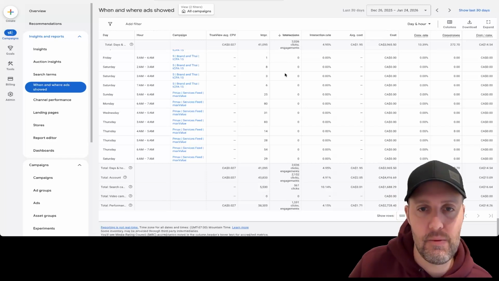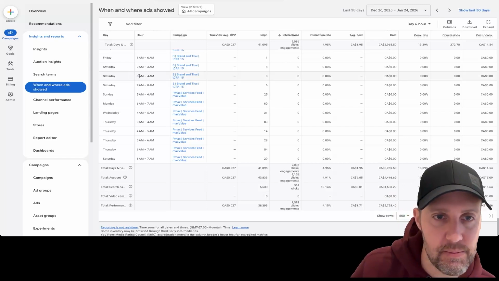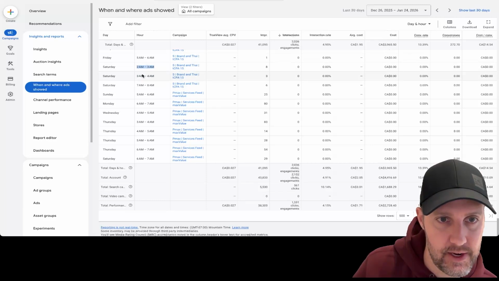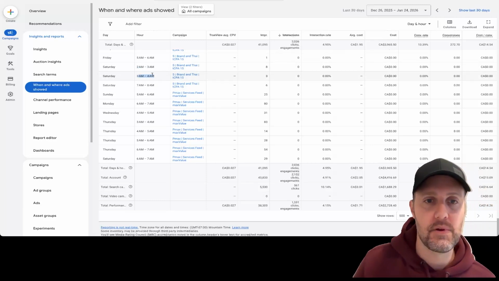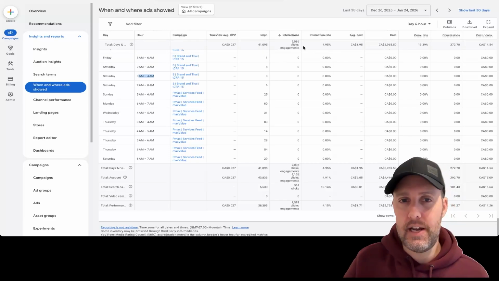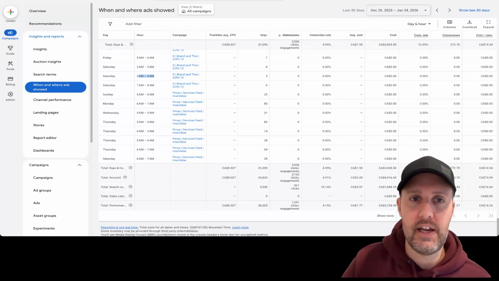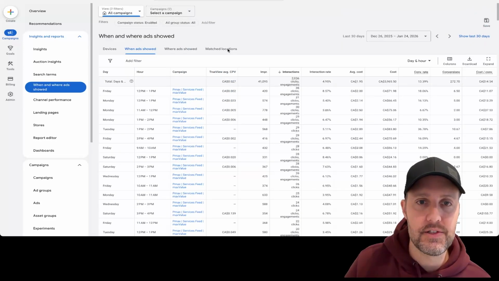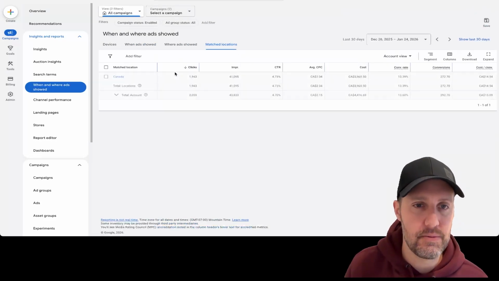In this case, I don't think people are booking massage therapy sessions at 2 a.m. to 3 a.m. or 3 a.m. to 4 a.m. So I'm not concerned about this, but that might look different for yours. Network, time of day, device, location is the other really, really big one here. Let's take a look at match locations really quickly.